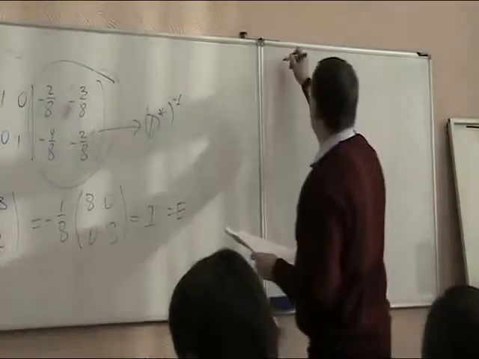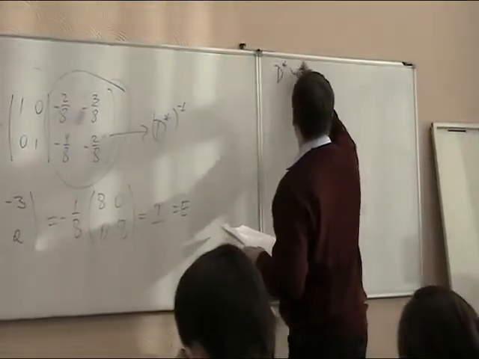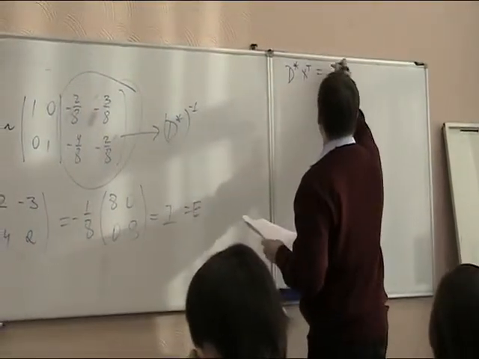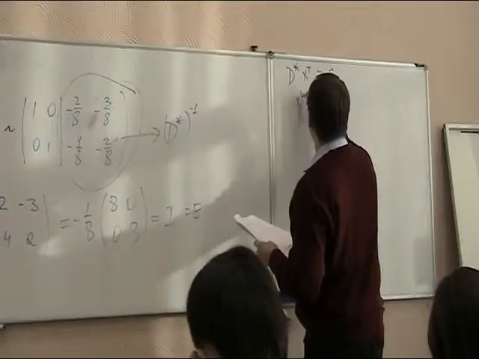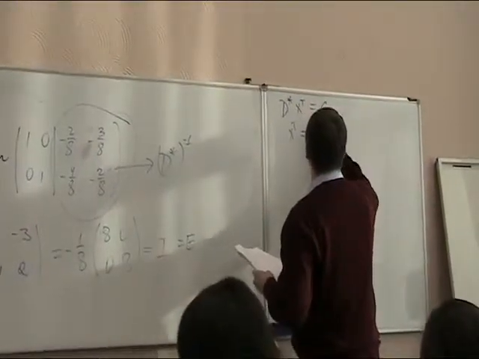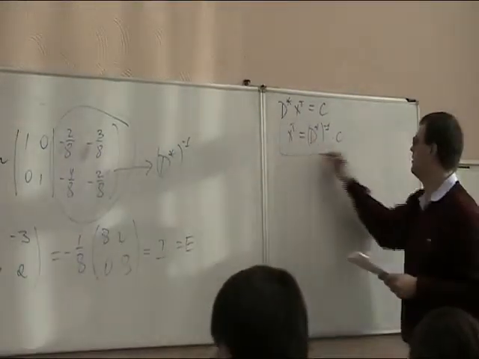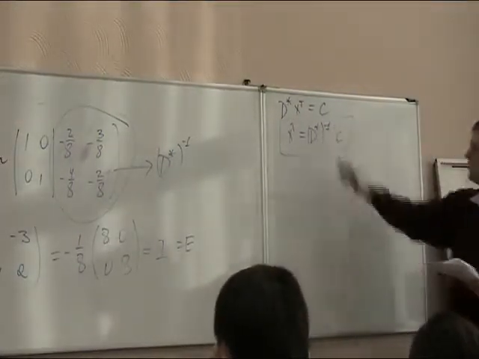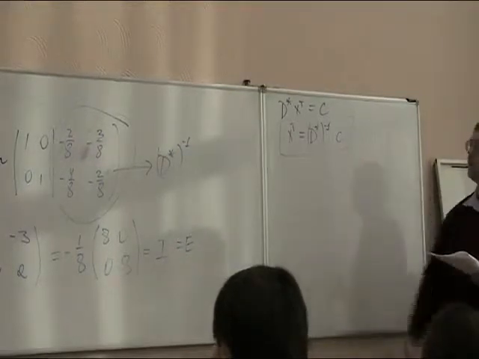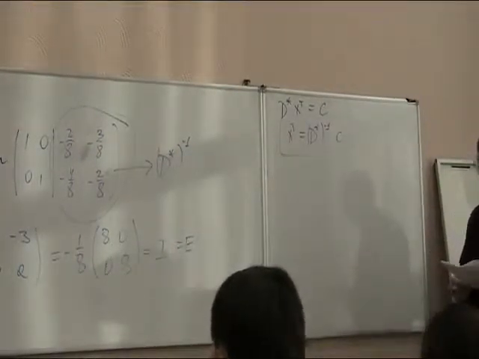That means if we have an equation something like D star X transpose equals C, we can find X transpose as D star inverse times C. And since D star inverse exists, we can find the solution to the system of equations.